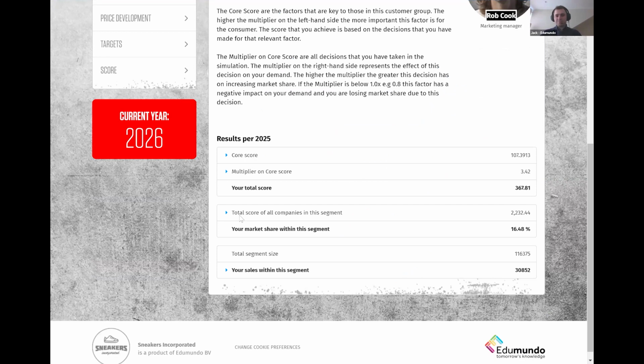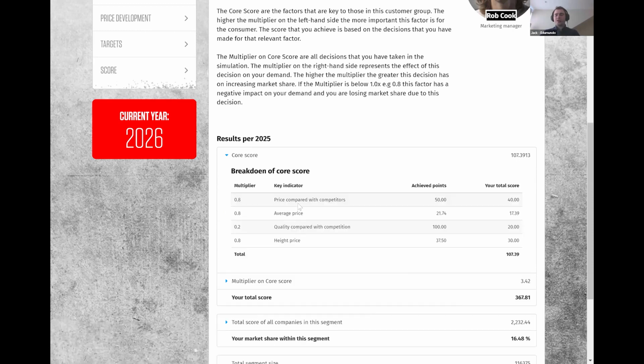What we'll see is a load of numbers, and we're firstly going to focus on core score. On core score, this is essentially the needs and wants of a customer group. There is a factor or an indicator, and the higher the multiplier along this left-hand side, the more important this factor or indicator is for this customer group. So for example, 0.8 for the price compared with competition means that the price is very, very important to those within the price segment.